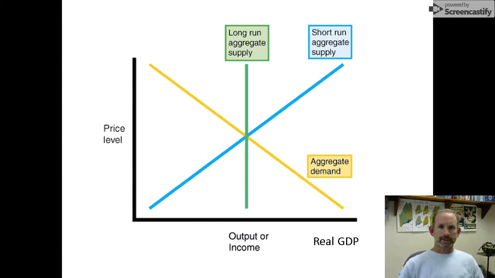Okay, welcome back, guys. So this is part two of our chapter 6 video. We left off in part 1 by going over this diagram, this model of aggregate demand and aggregate supply.